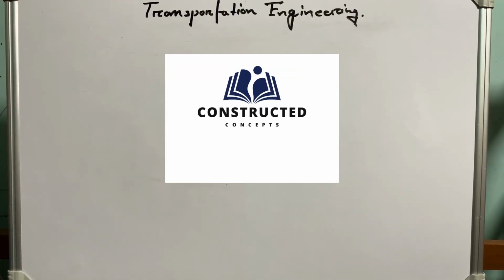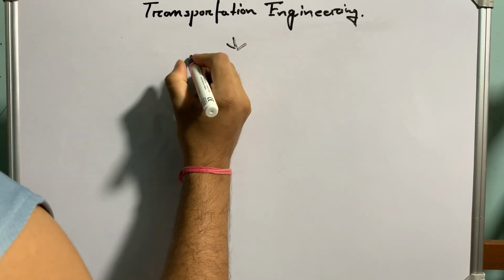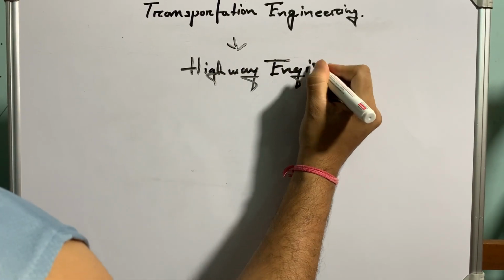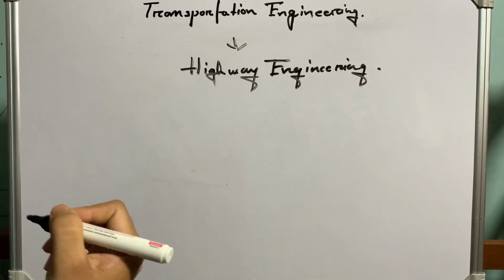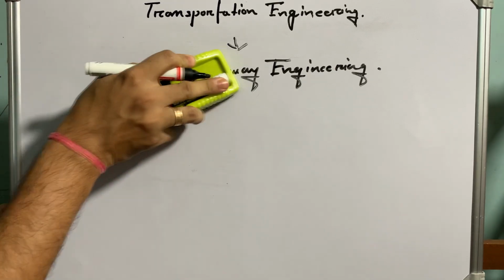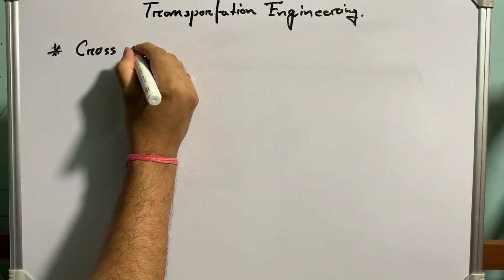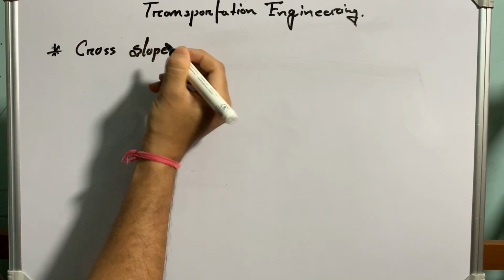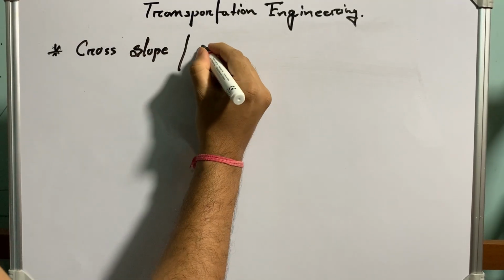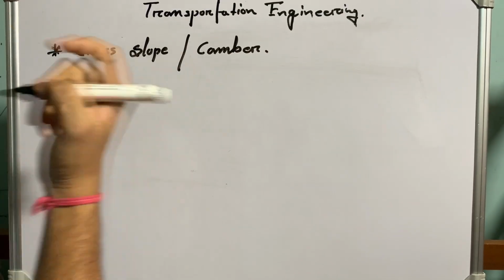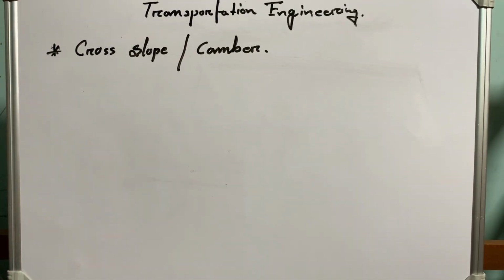So let us start the topic from highway engineering, that is cross-sectional element of pavement. We will learn different cross-sectional elements today. First starts with cross slope. Cross slope we also know as camber. So what is camber basically?